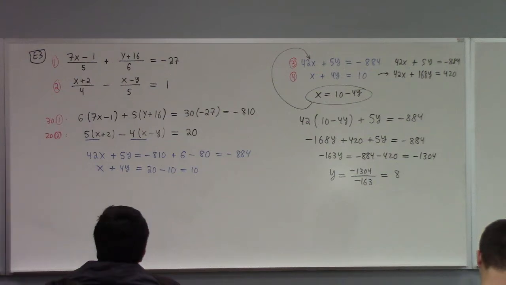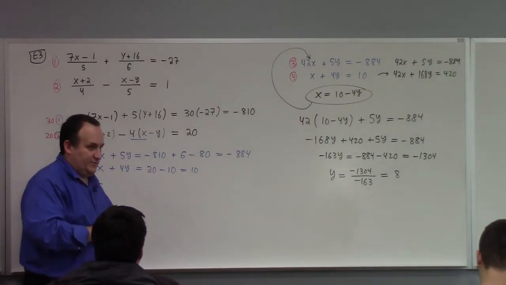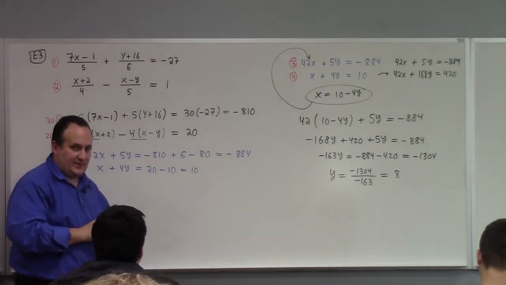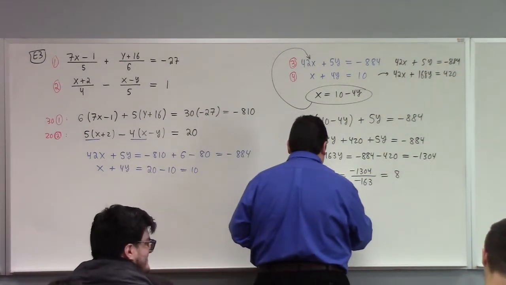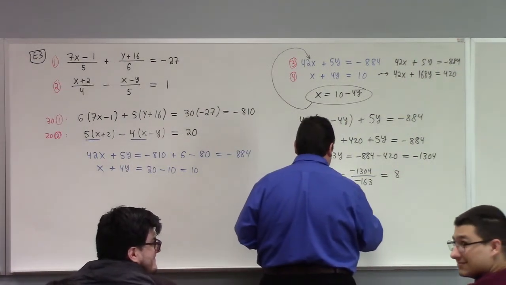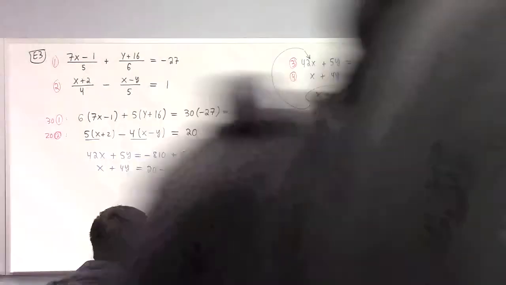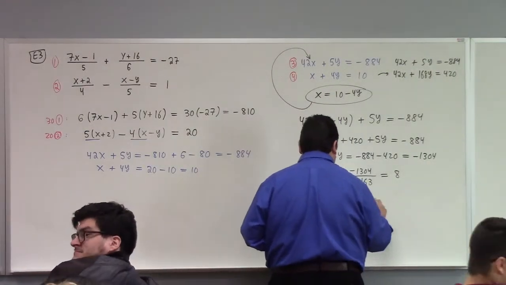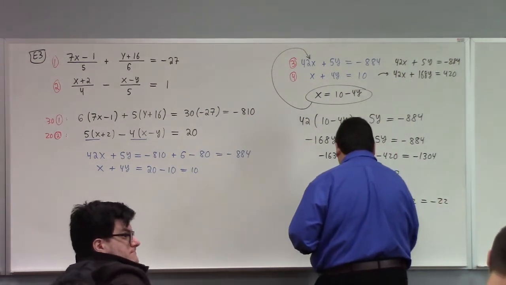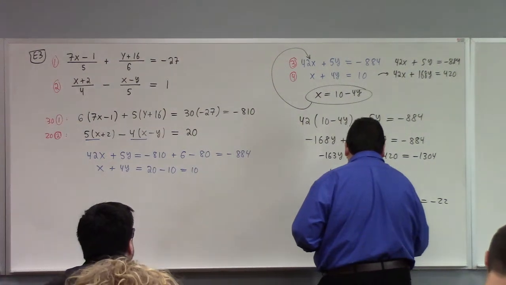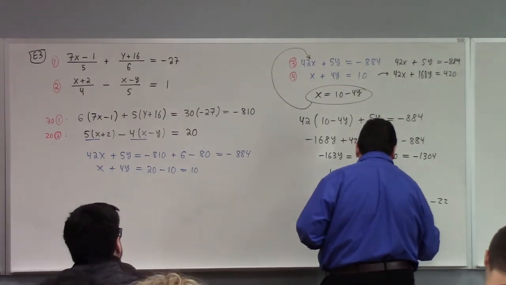Okay, I'll check it. 1304 divided by 163, 8. Yes, 8. I did work this problem in a previous section about an hour ago, so I do have that advantage, but it is 8. x equals 10 minus 4 times y, which is 10 minus 32, also known as minus 22. So the solution is minus 22, 8.